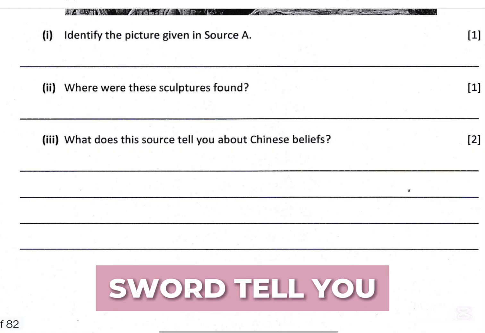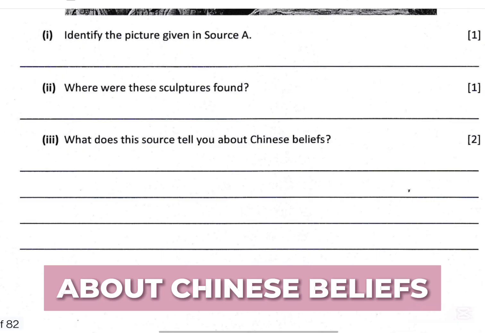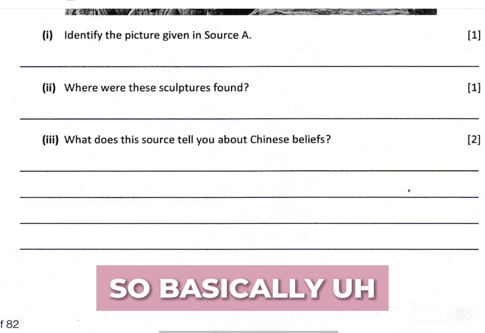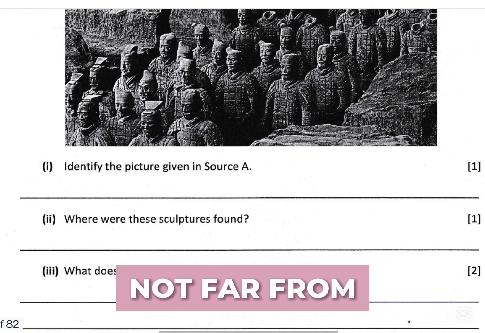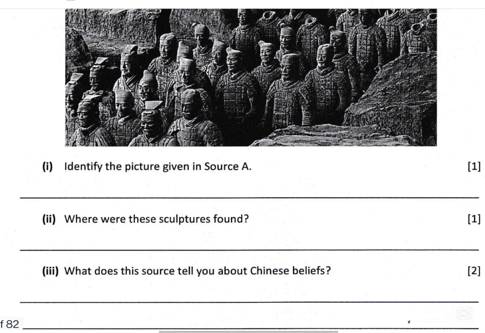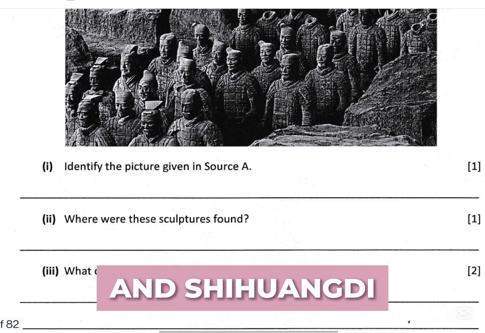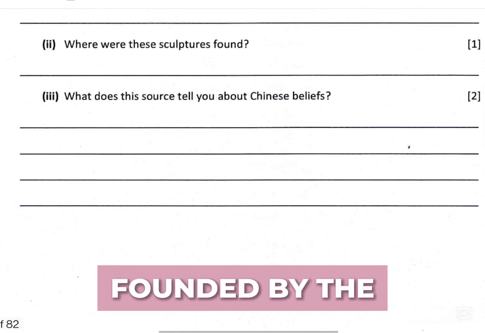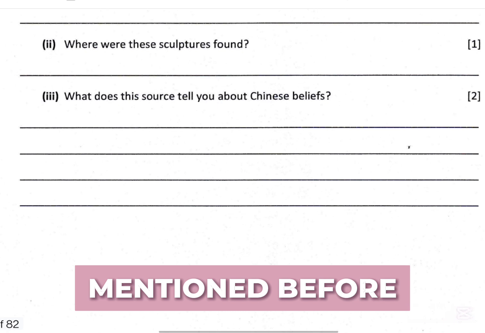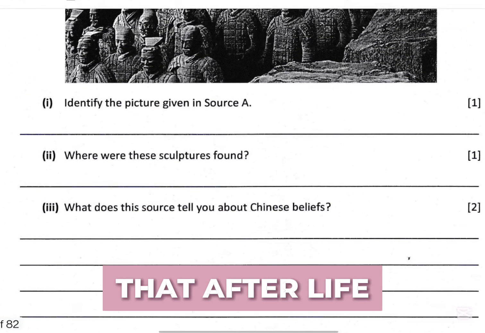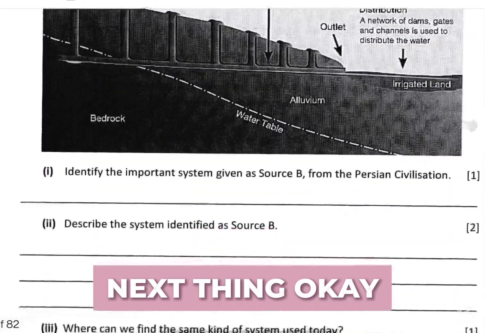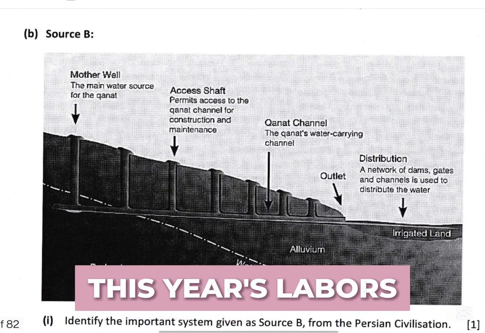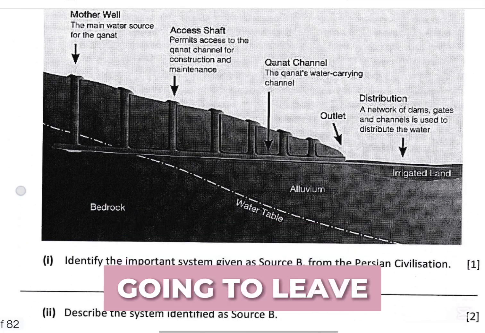What does this source tell you about Chinese beliefs? So basically, Huangdi's tomb was discovered in 1974 by a farmer not far from the modern city of Xi'an. The terracotta warriors were founded by the emperor, like I mentioned before. They believed that in the afterlife, the warriors were going to help them fight all the battles for them. Moving to the next thing. For this year's syllabus, this is not coming, so we're just going to leave it.